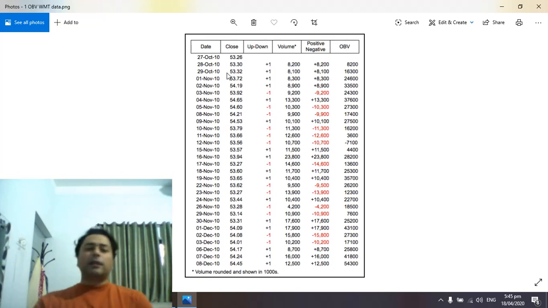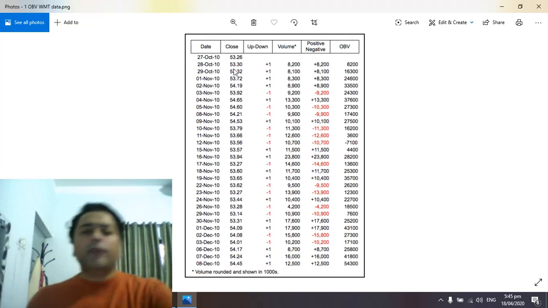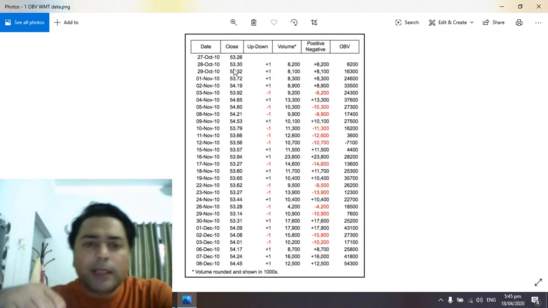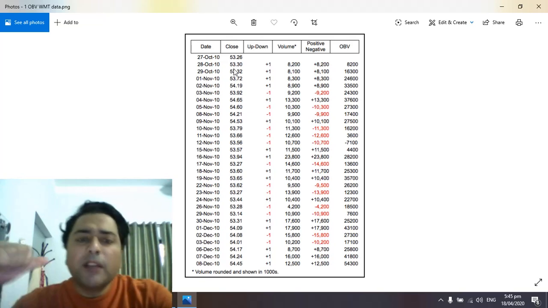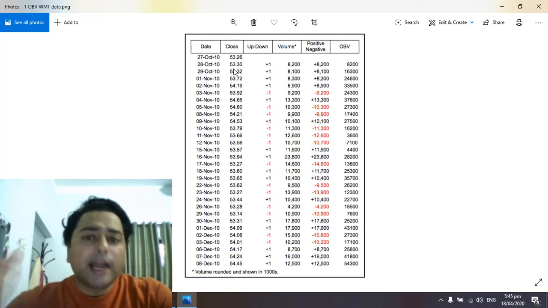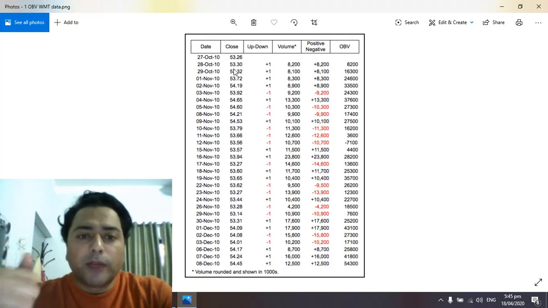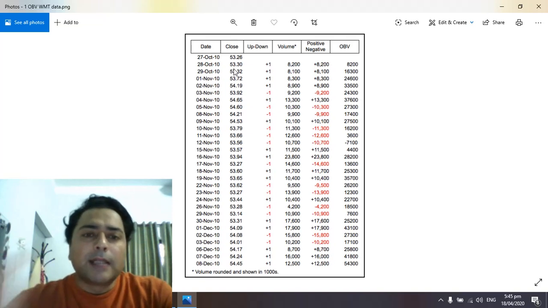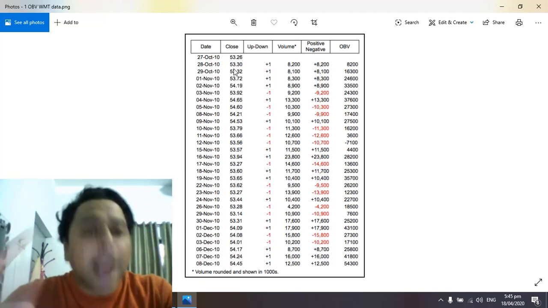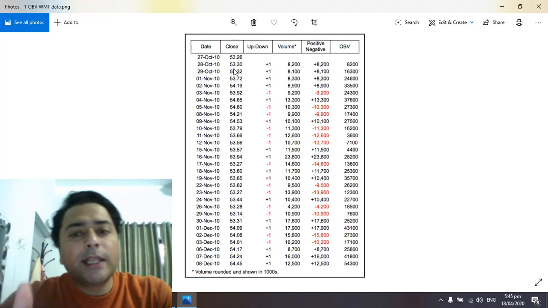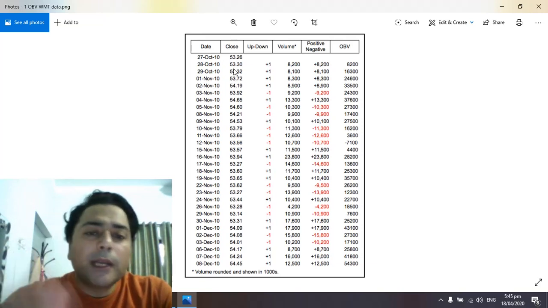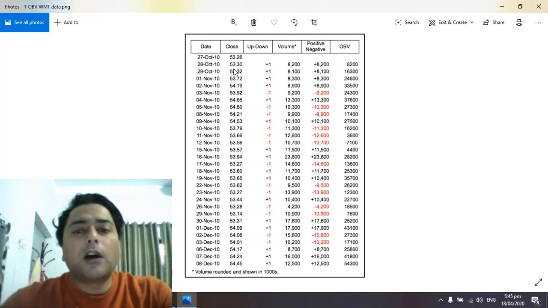The rule is, there are three rules. The first one is, if today's closing price is higher than the previous session's closing price, the volume is taken as positive and it is added to the previous day's on balance volume figure. If today's price is less than yesterday's price, then the volume is taken as negative and it is subtracted from the previous day's on balance volume. And if today's price is equal to yesterday's price, then on balance volume is equal to today's volume.